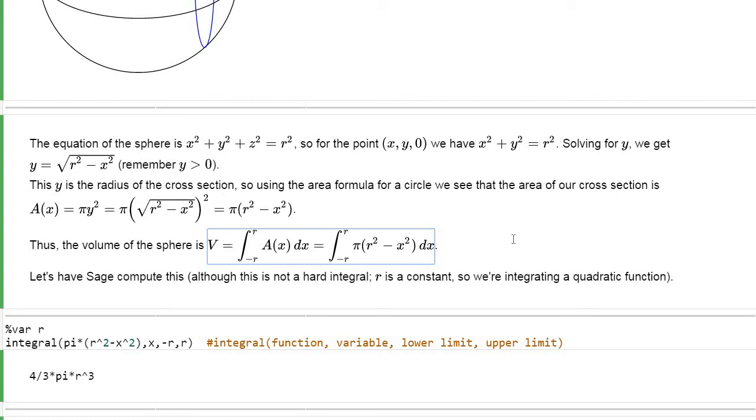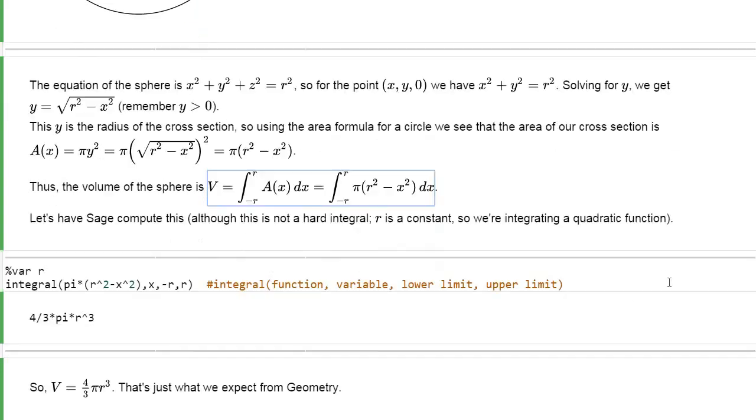And this is not that bad of an integral. Remember, r here is a constant, so pi times r squared is just a constant we're integrating from minus r to r. And this is just a quadratic, so no big deal. But I'll have Sage do it anyway.